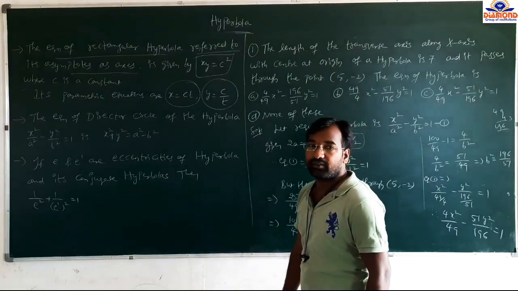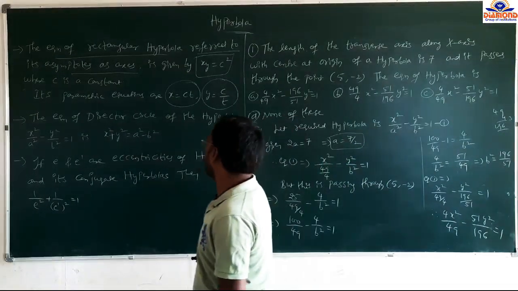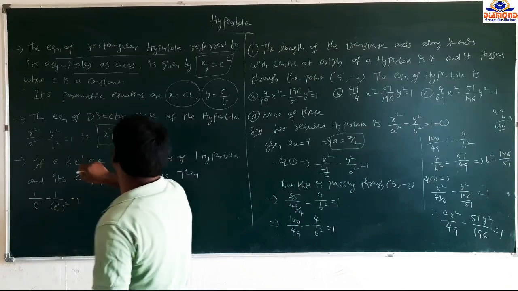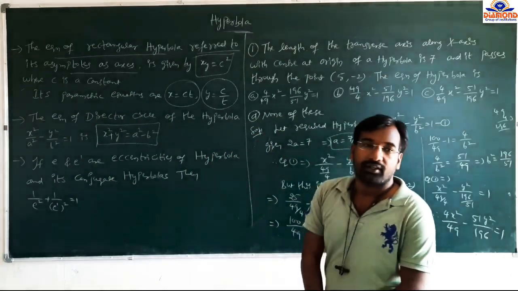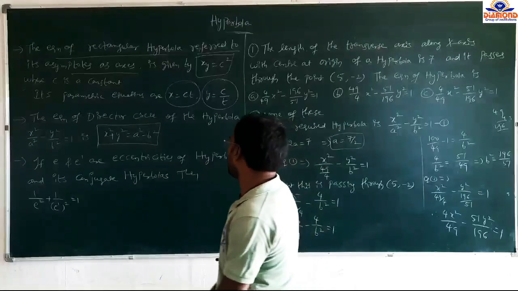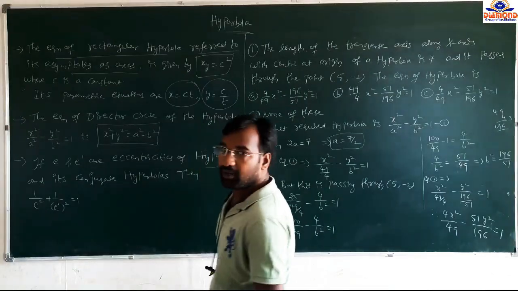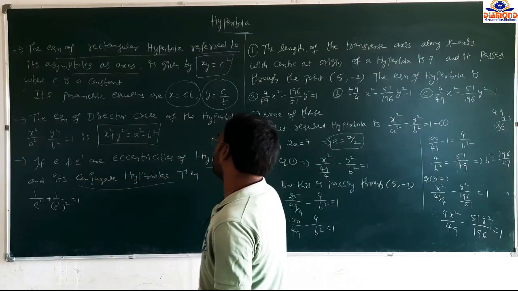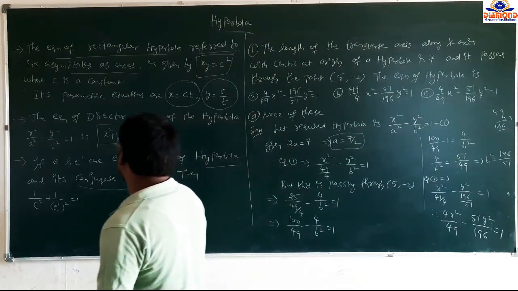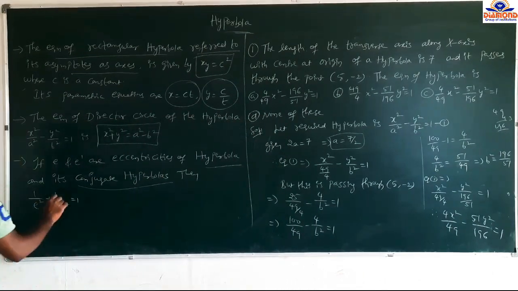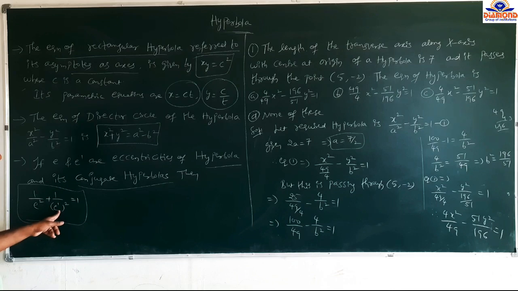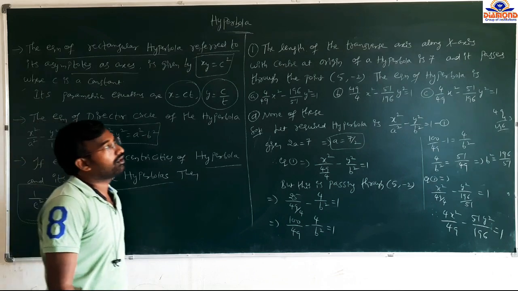Next, the equation of the director circle of the hyperbola is x square plus y square equal to a square minus b square. If e is the eccentricity of the hyperbola, standard form of the hyperbola, and e dash is the eccentricity of the conjugate hyperbola, then the relation between eccentricities is 1 by e square plus 1 by e dash square equal to 1. e indicates eccentricity of hyperbola, e dash indicates eccentricity of conjugate hyperbola.